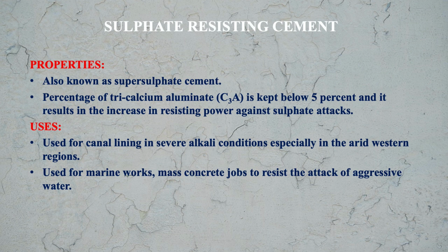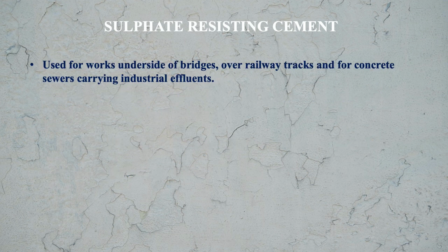Because in marine conditions, the water has a lot of chemicals, a lot of sulfate and other alkalis. So if the proper type of cement is not used, those alkalis or aggressive chemicals will attack the concrete and damage it. So in such conditions we use sulfate resisting cement. This cement is also used for works on the underside of bridges, because the underside of bridges is exposed to gases which may have chemicals harmful to the concrete.